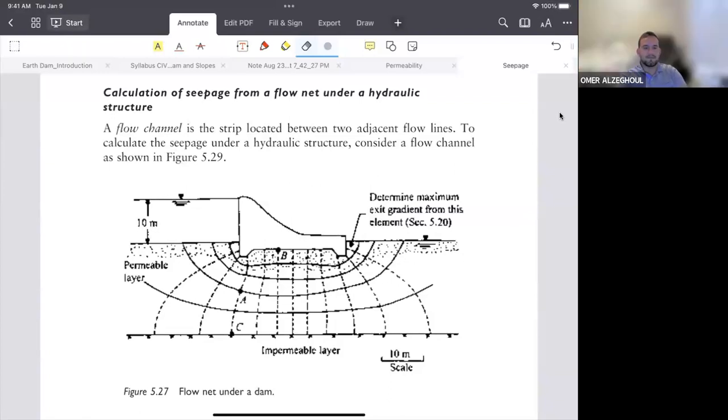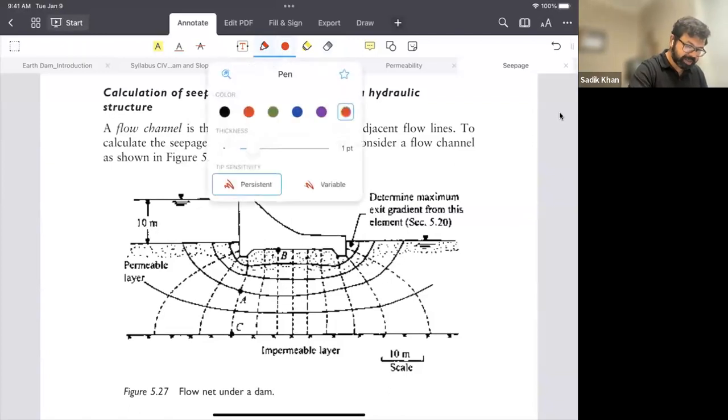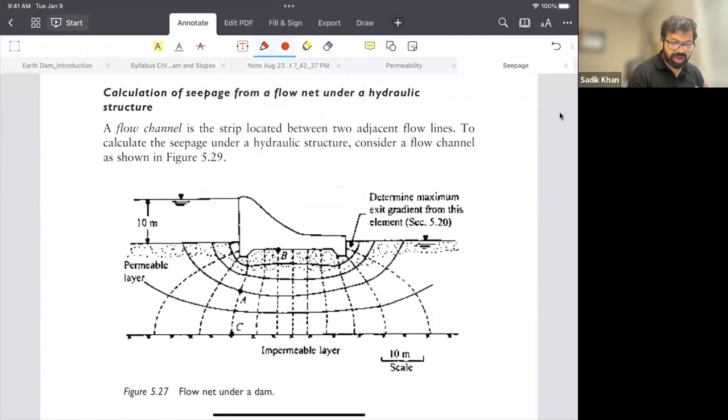So basically what we have to do here is, let's say we know how to draw a flow net, so I'm not going over it. Let's say we draw the flow net. This is our step one for any uplift calculation: we need to have our flow net ready. Once we have our flow net ready, we need to calculate the force at each point. This is a very good problem, that's why I picked it.